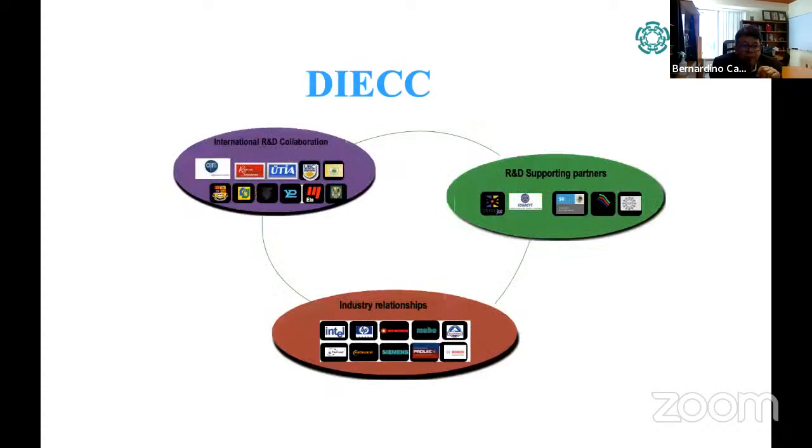We have several research collaborations with many academic institutions, and with industry, many projects with local and international industries.